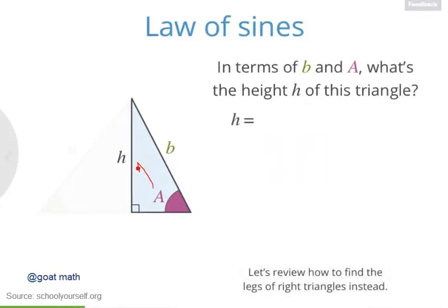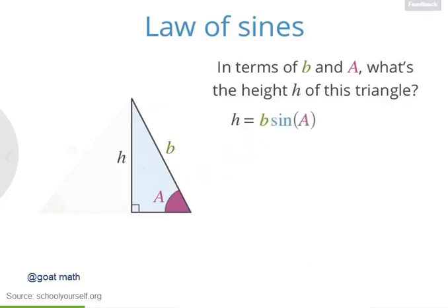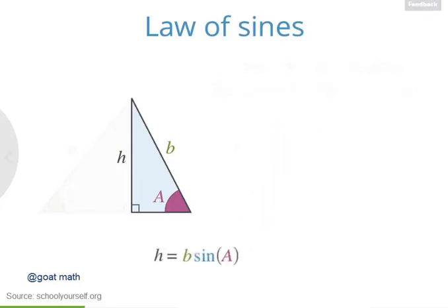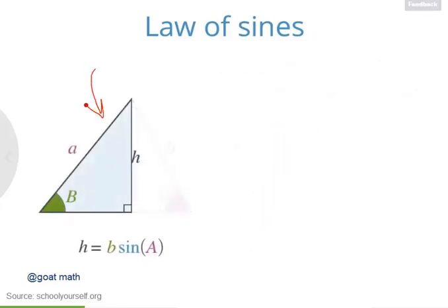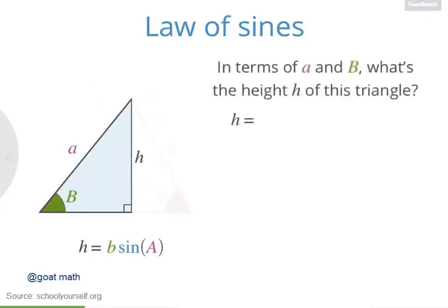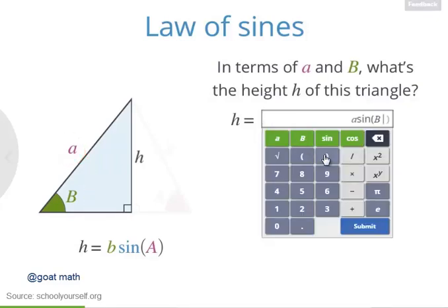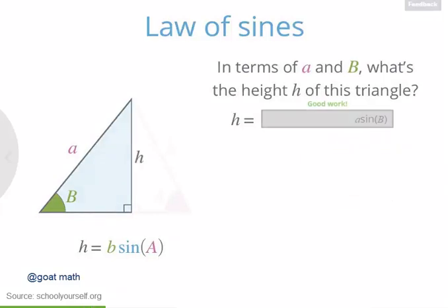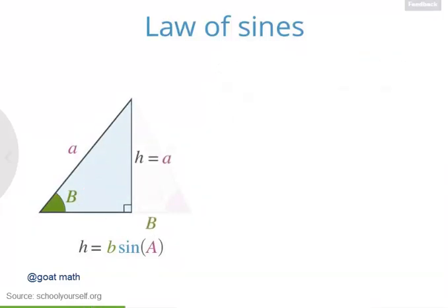Precisely, this side is opposite angle A, so its length is b times the sine of A. Let's hold on to this expression for the height down here. Now notice that this other right triangle has the same height h. So try finding another expression for h, but now in terms of this side length a and this angle B. Nicely done. This side is opposite from angle B, so it has length a times the sine of B.